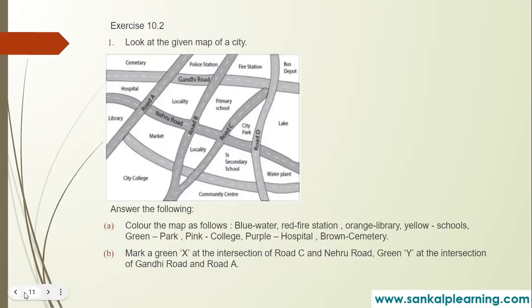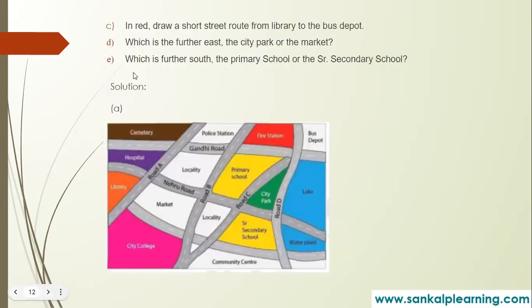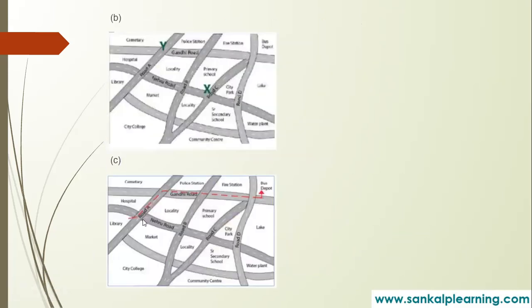Third question. In red, draw a short straight route from library to bus depot. Library to bus depot. Say your library is here and bus depot is here. Say this is the shortest distance.